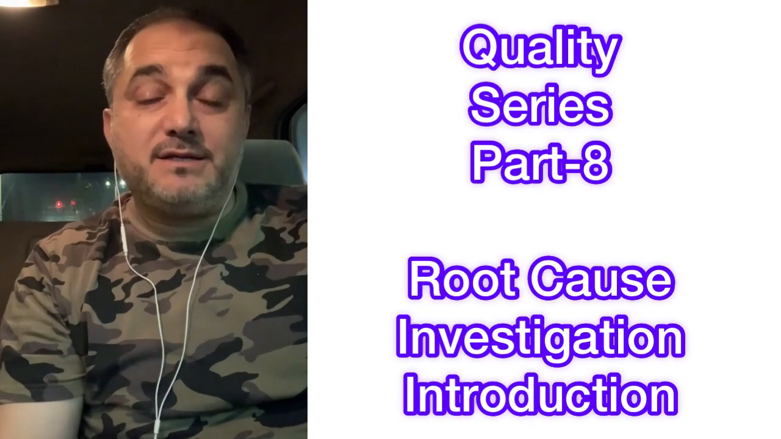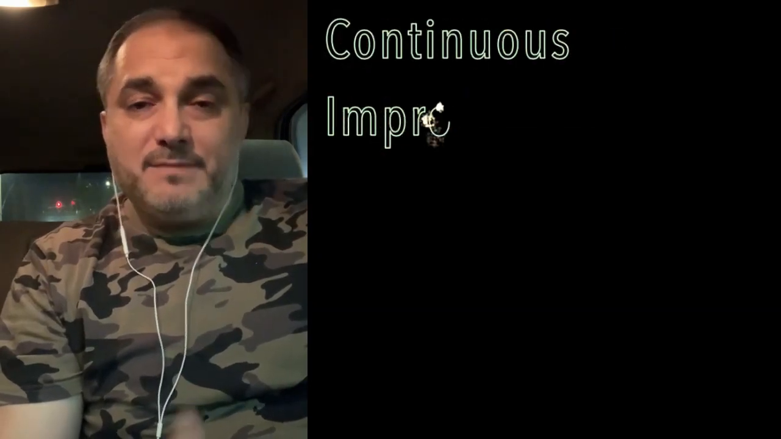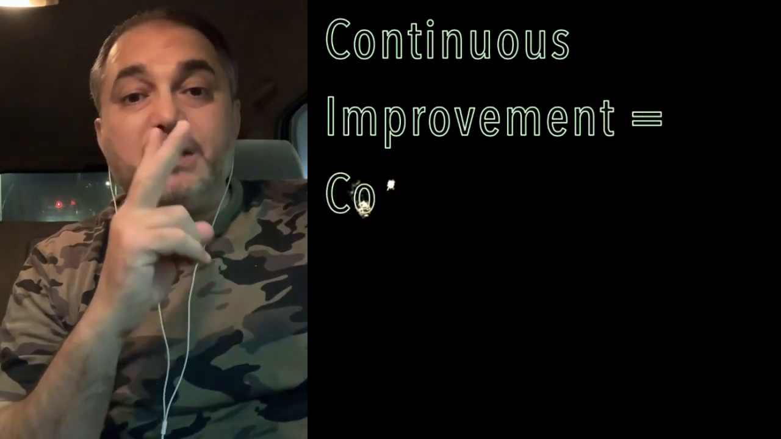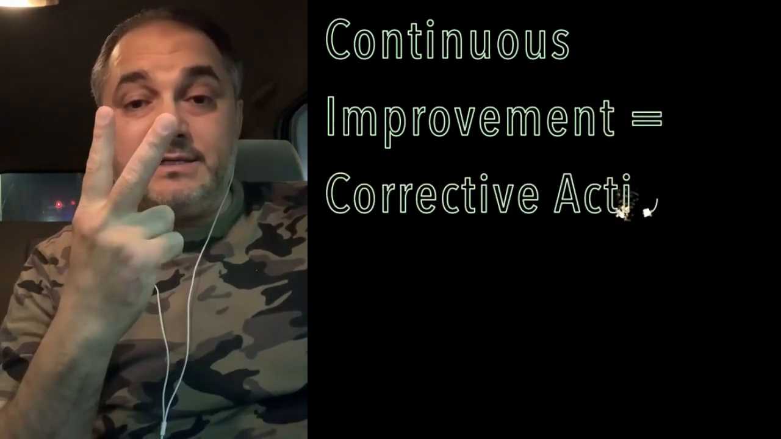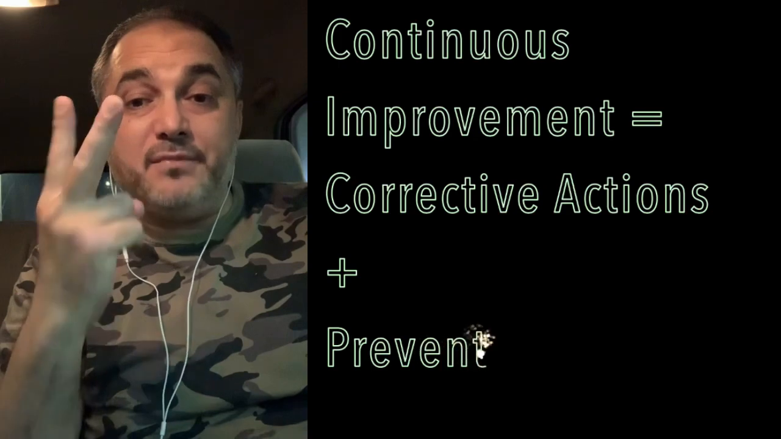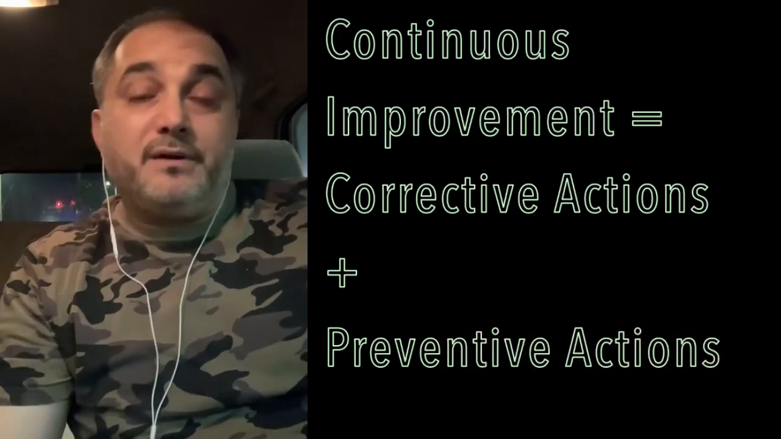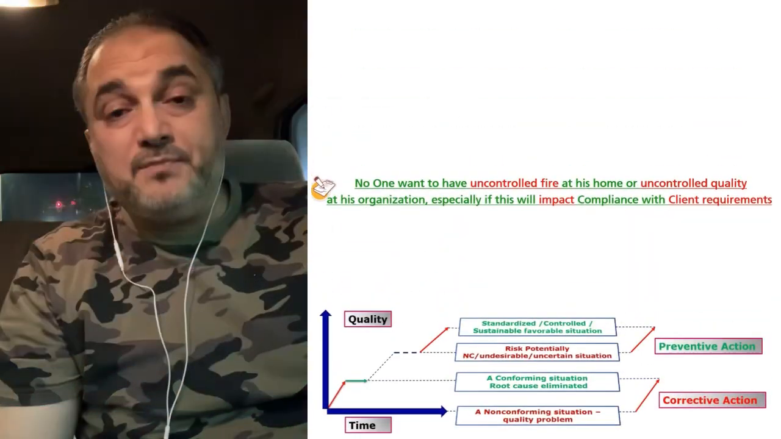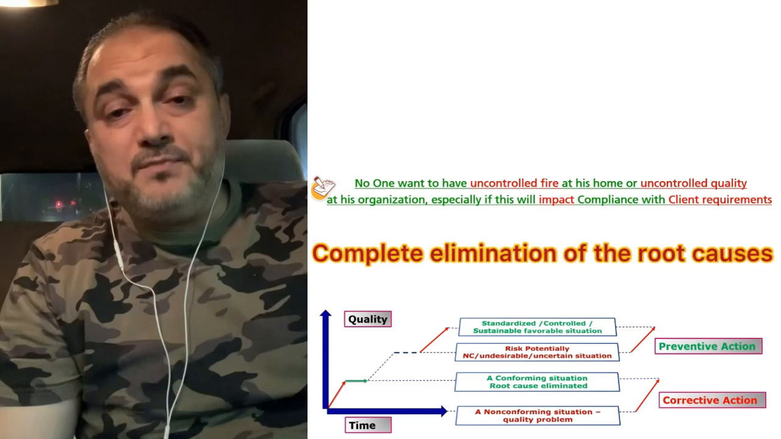We talked in part 6, if you remember, about continuous improvement. And let me start by saying something here. If continuous improvement has two legs, these are corrective action and preventive action. And if you remember, we mentioned there that in order to verify the effectiveness of these actions, we have to assure the complete elimination of the root causes. And finally, for both types of actions, whether preventive or corrective, the real effectiveness of these actions shall always be evaluated based on the complete elimination of the root causes.